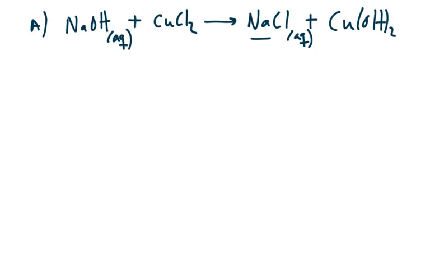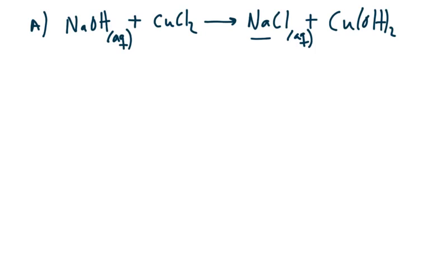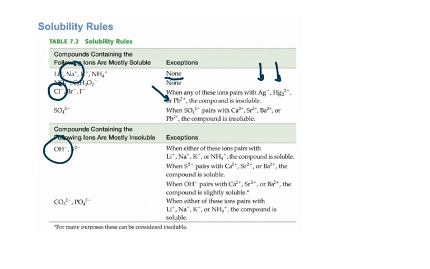Now, let's look at copper 2 chloride. Chloride is a halogen, and halogens are soluble with almost everyone except with silver, mercury, and lead. Copper is neither one of those. Therefore, this compound is also soluble. Now let's look at copper 2 hydroxide. Here's hydroxide. We can use this rule.